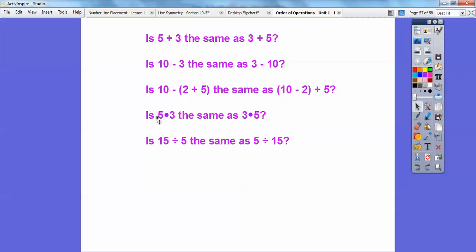How about this? Commutative property of multiplication. Is 5 times 3 the same as 3 times 5? That's 15, that's 15, so yes. How about the commutative property of division? Is 15 divided by 5, which is 3, the same as 5 divided by 15? No, this is 1/3. So the commutative property of division does not work, okay?